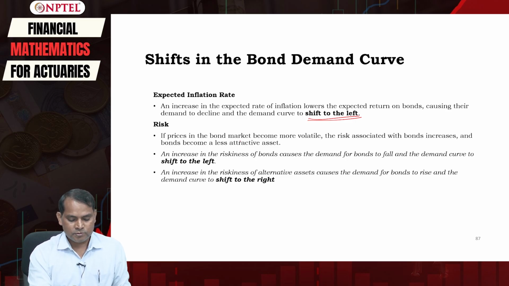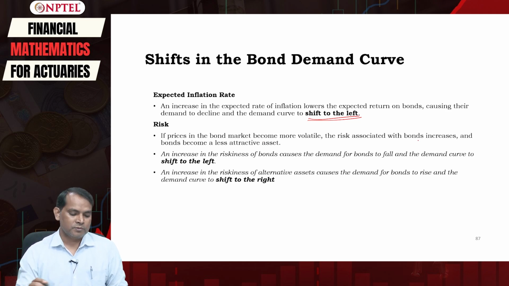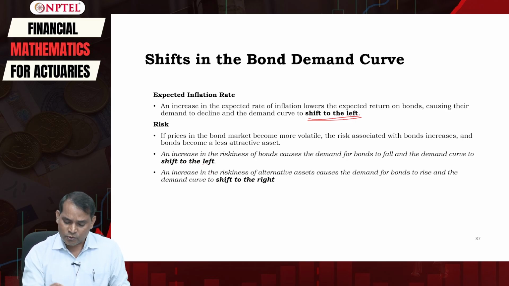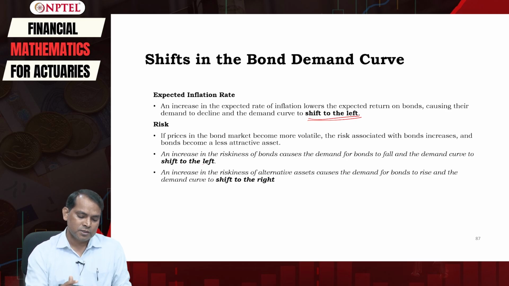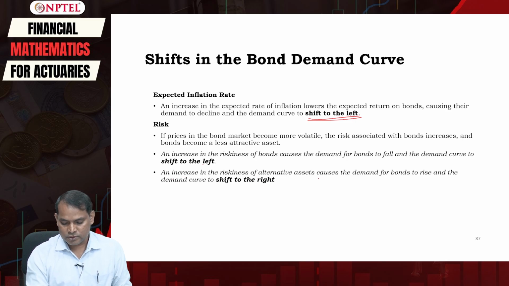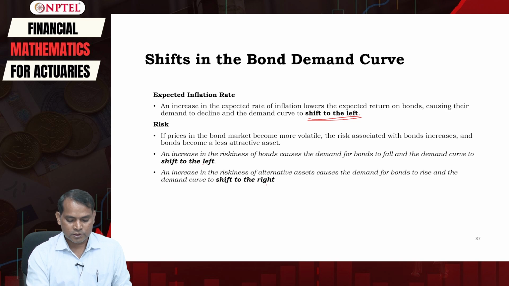So if prices in the bond market become more volatile, the risk associated with bonds increases and bonds become a less attractive asset. An increase in the riskiness of bonds causes the demand for bonds to fall and the demand curve therefore to shift toward the left. Remember, the higher the risk, the lower will be the demand, and therefore the demand curve will shift left. On the other hand, an increase in the risk of alternative assets causes the demand for bonds to rise and the demand curve to shift to the right.